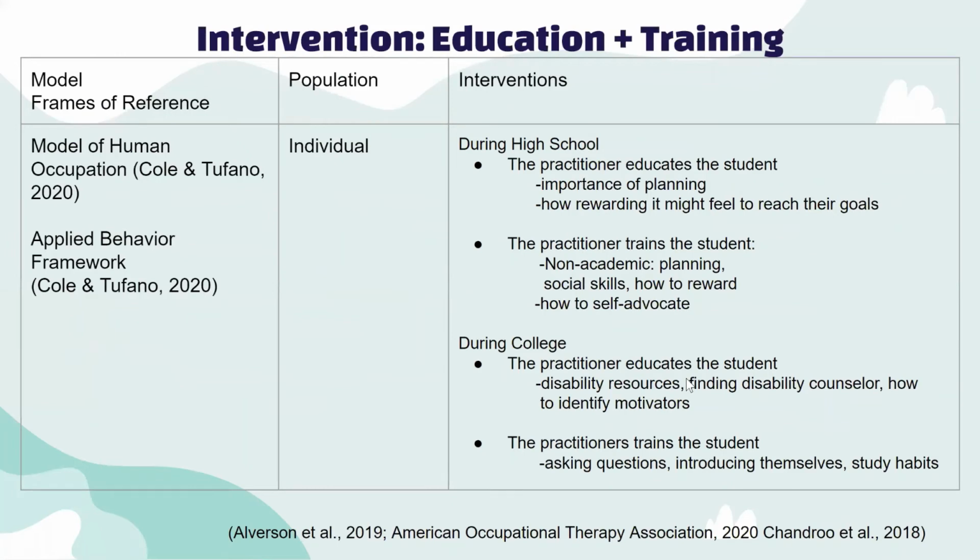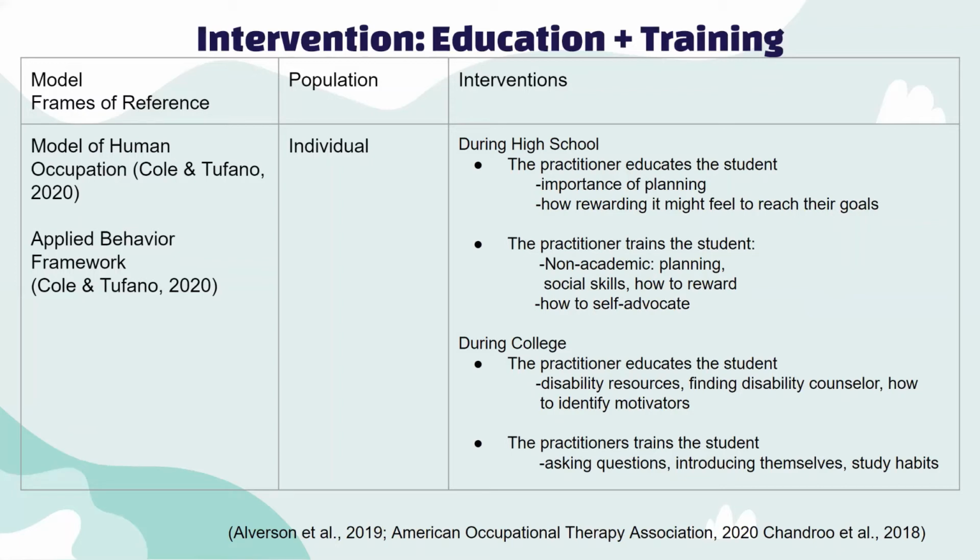Finally, for intervention, we chose education and training. And so the model is MOHO, and the framework we chose was applied behavior framework. We chose this framework because it helps with forming new habits and planning, learning how to make decisions and reinforcements, and how we can assess their motivation. And so we chose the individual for this intervention.